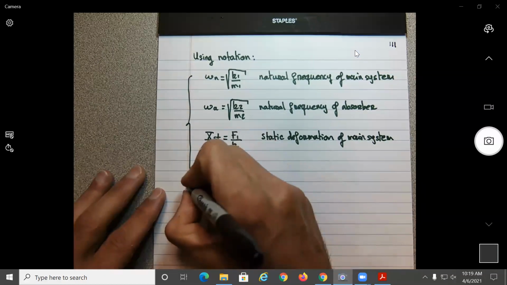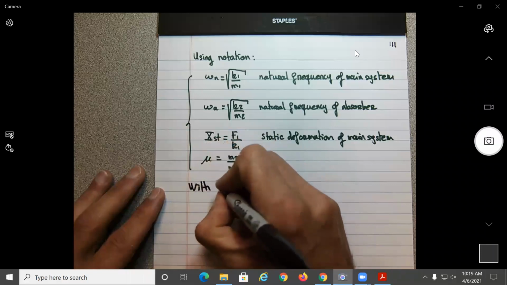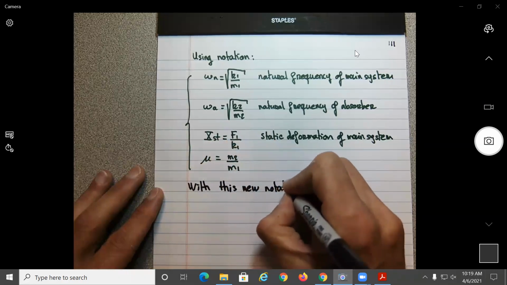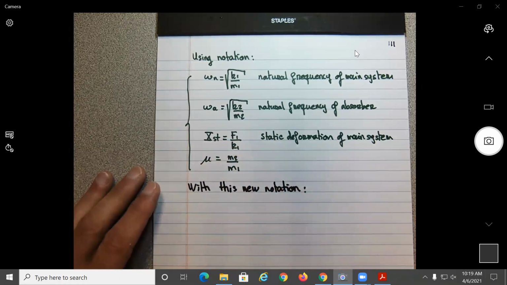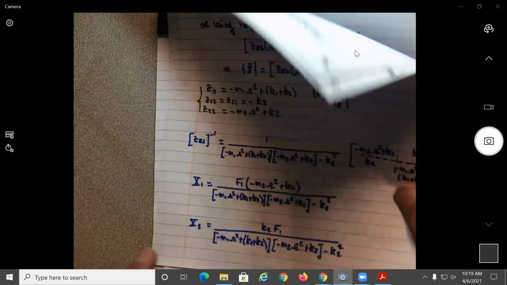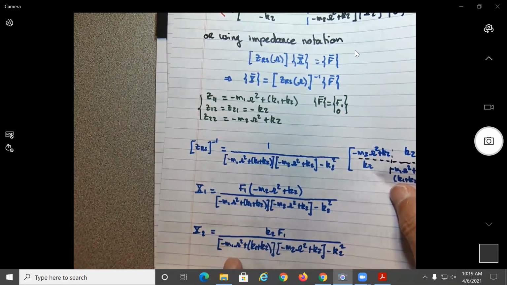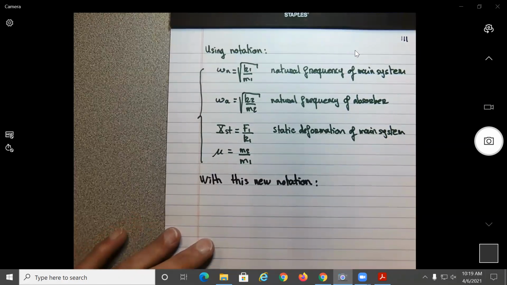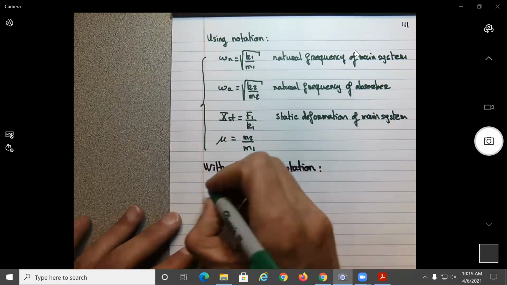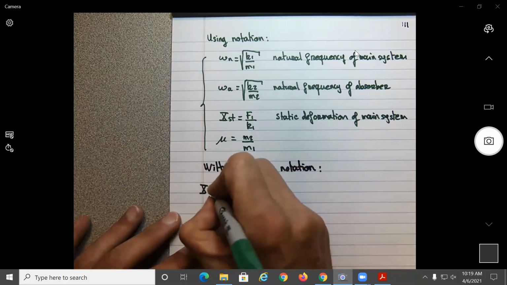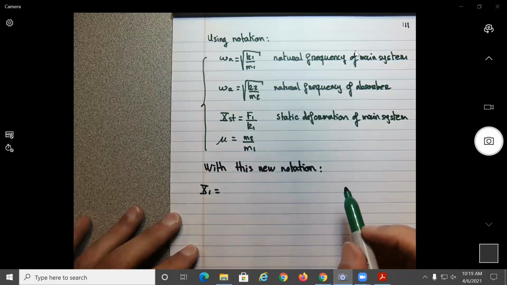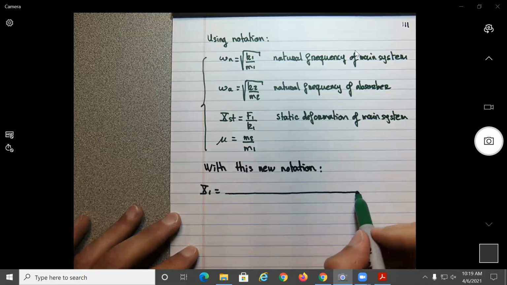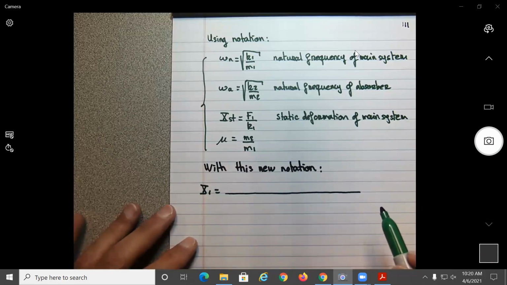Okay, so with this new notation, we're going to rewrite X1 and X2, okay? So let me use the green one, looks pretty good. So X1 will be equal to what? So this one is pretty long. I mean, it's the denominator. So let me start with the denominator.